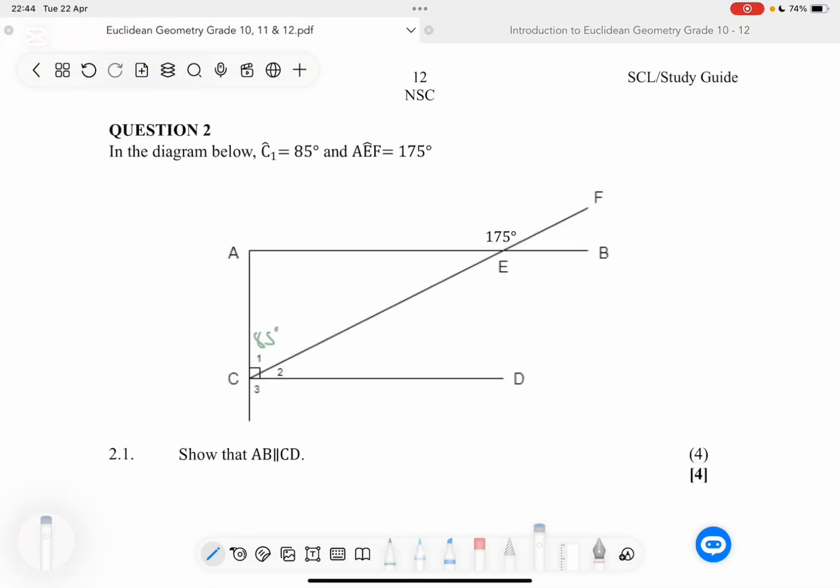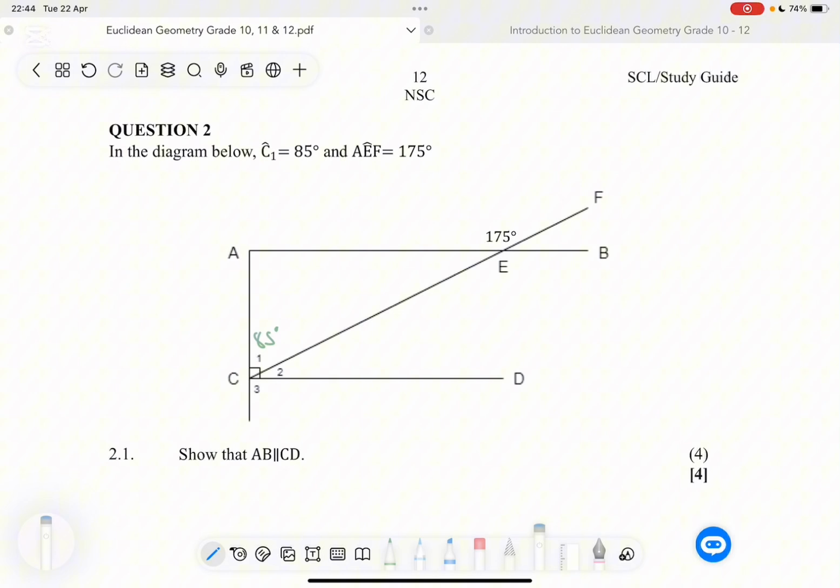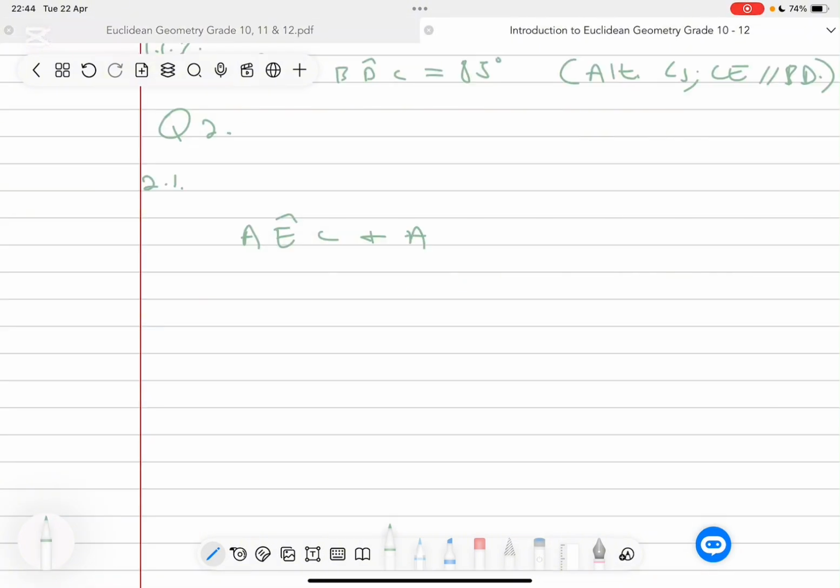So I will firstly say angle AEC, this angle here. The accent should be on the E. If I add this to angle AEF, this one that I'm given, I must actually get a total of 180 degrees. The reason for that is because these are angles on a straight line. They must be supplementary.